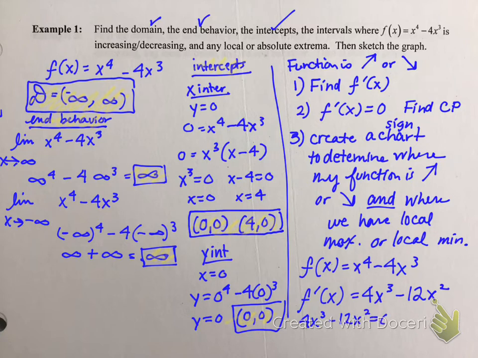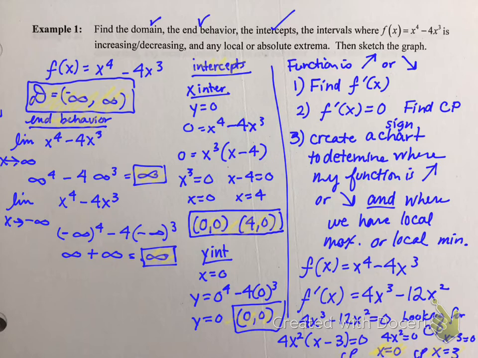And the reason why I'm doing that is I'm looking for my critical points. Okay, so if I factor out a 4x squared, I'm left with x minus 3 equals 0. So if I set 4x squared equal to 0, I get x equals 0. And if I set x minus 3 equal to 0, I get x equals 3. Okay? So I have my 2 critical points. My critical points are when x equals 3 and when x equals 0.